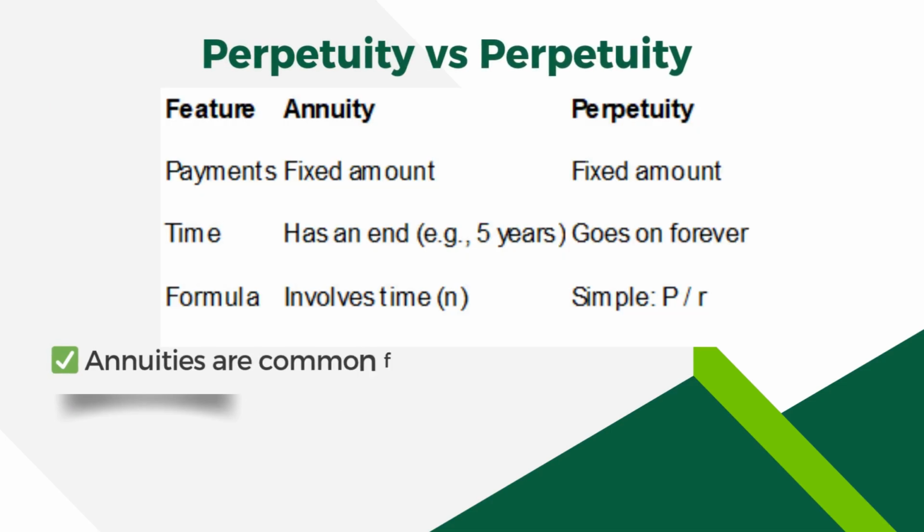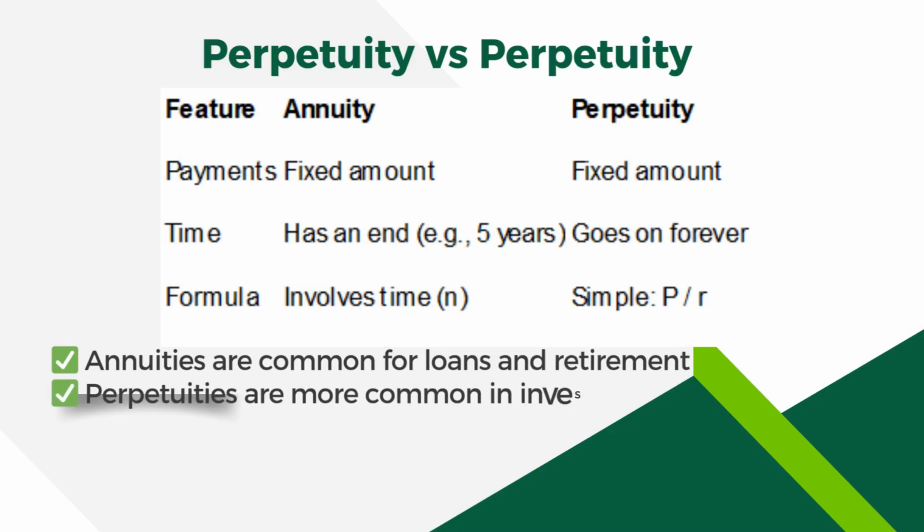Let's compare the two. Annuity: payments are a fixed amount. Time has an end, for example, 5 years. Formula involves time and N. Perpetuity: payments are a fixed amount. Time goes on forever. Formula is simple: P/R.